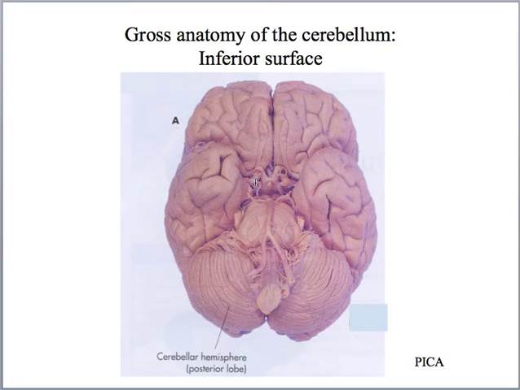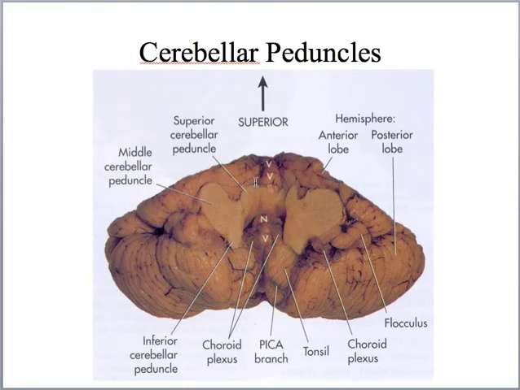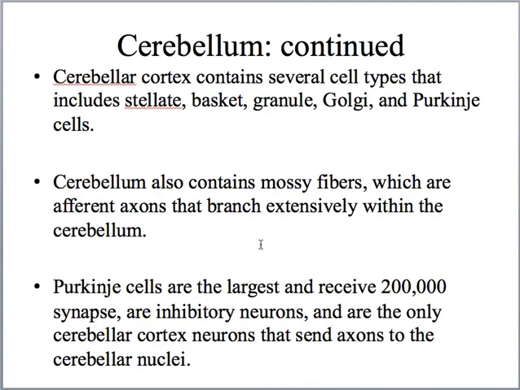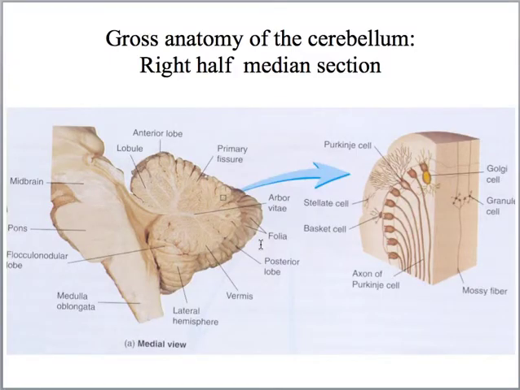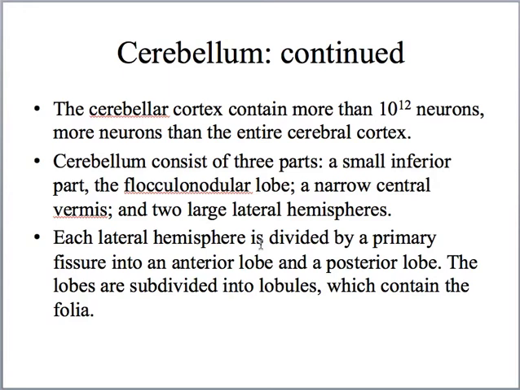This just shows the surface of the brain. I don't want you to focus too much on this. Talking about the 3 different tracts, you're looking at the inferior surface of the cerebellum. Here is your superior cerebellar peduncle, the middle, which is the largest, and then here, your inferior cerebellar peduncle. Again, we're just going to focus on things that are important.